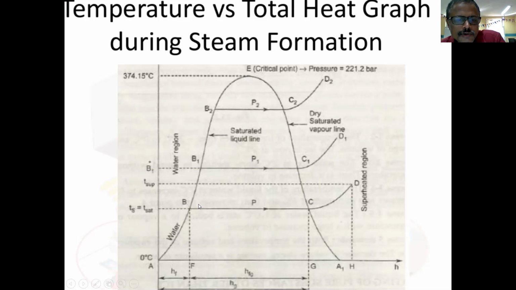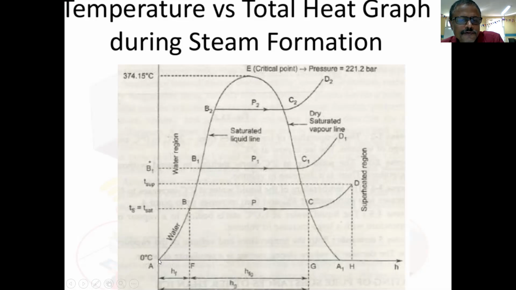But generally, during steam formation, the pressure is kept constant. It can be a pressure of P or P1 or P2 or PE, like that. In high pressure boilers, the pressure is high. There, latent heat of vaporization is less.